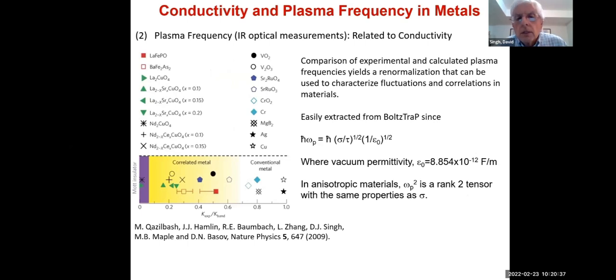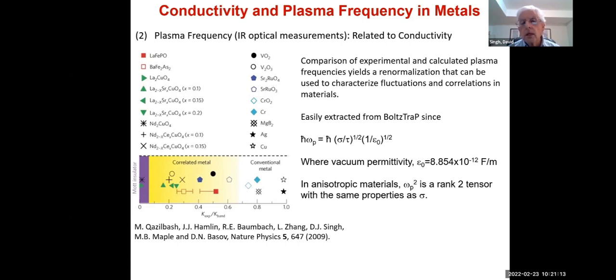Another thing you might be interested in is collaborating with somebody who's doing optical measurements, and they might be doing infrared measurements. They might measure a plasma frequency from infrared measurements, and that's related to the conductivity. This is an example, another one about iron-based superconductors. An experimental collaborator did infrared optical measurements of reflectivity, and from those measurements, they extracted a plasma frequency.